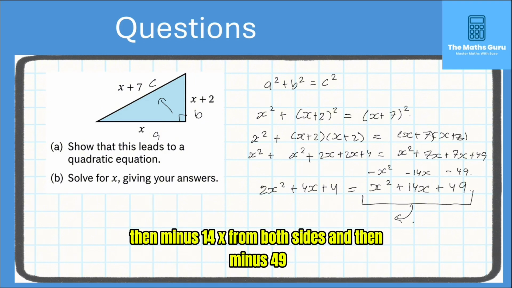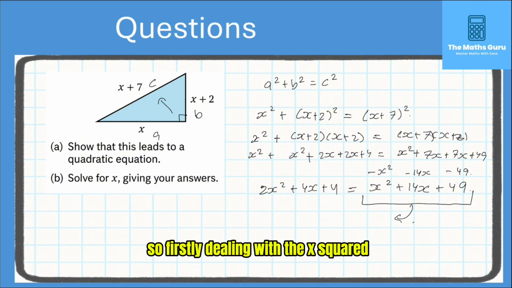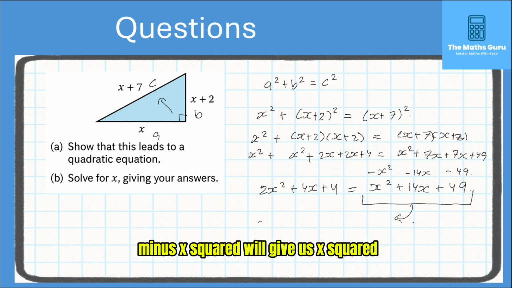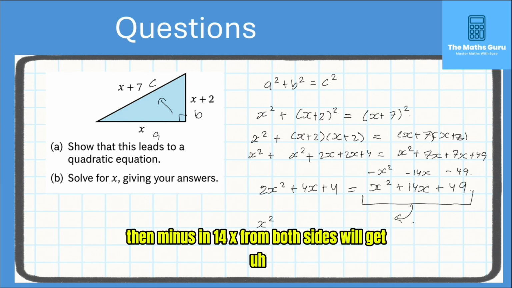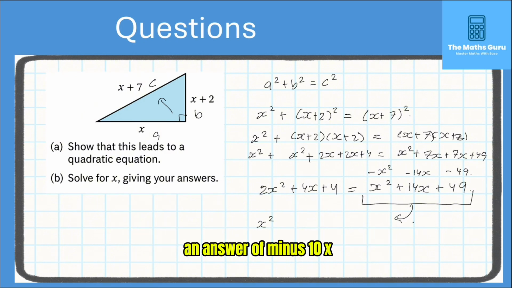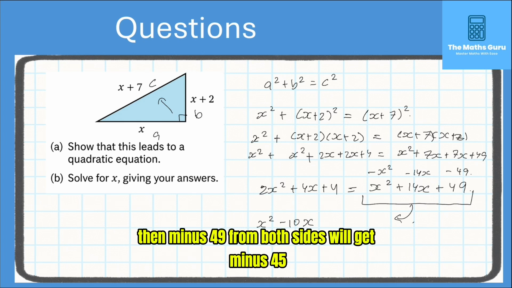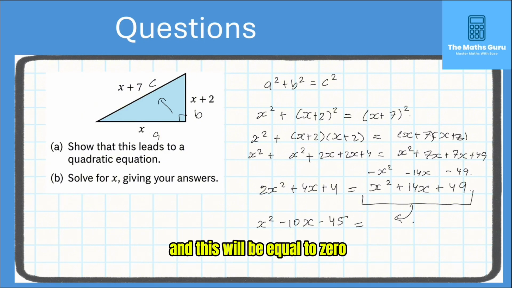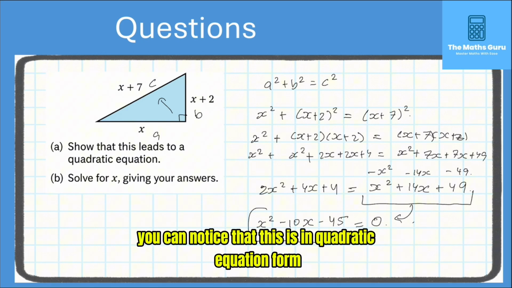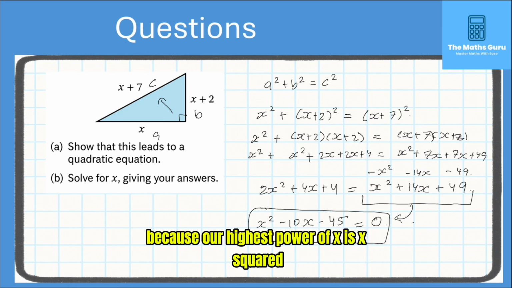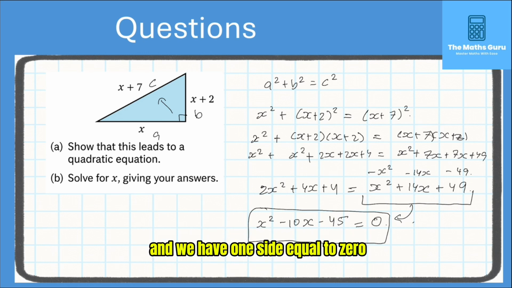and then minus 49. So firstly, dealing with the x squared, we're going to get 2x squared minus x squared will give us x squared. Then minusing 14x from both sides, we'll get an answer of minus 10x. Then minusing 49 from both sides, we'll get minus 45. And this will be equal to 0. And hopefully you can notice that this is in quadratic equation form, because our highest power of x is x squared, and we have one side equal to 0.